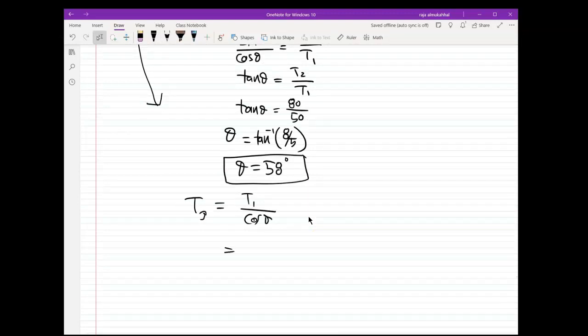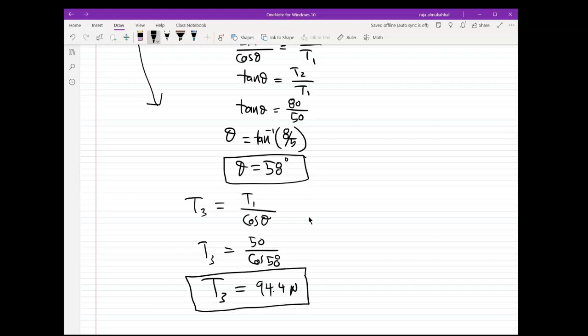And then you just plug it in. Sorry for my goofy handwriting. Theta, and this is 3. So I have here T3, T1 is, what is it? 50 divided by cosine 58, and therefore finally, T3 is equal to, let me do that. So I have 50 divided by cosine 58. Answer, I got 94.4. So I have 94.4 Newton. And there we go. I have the value of T3.